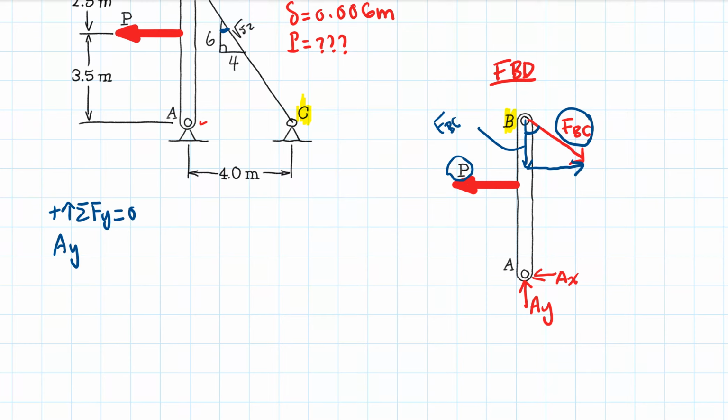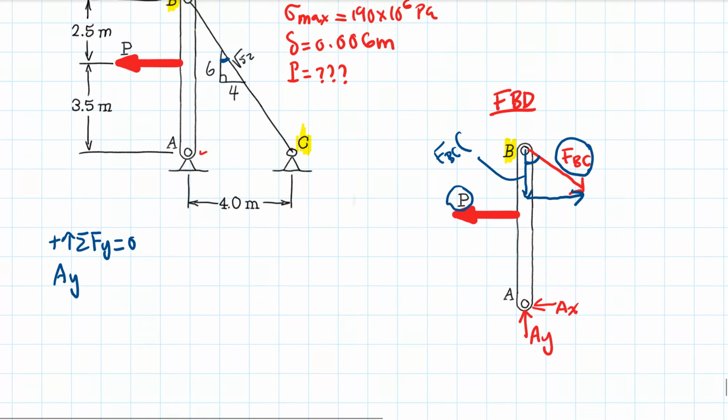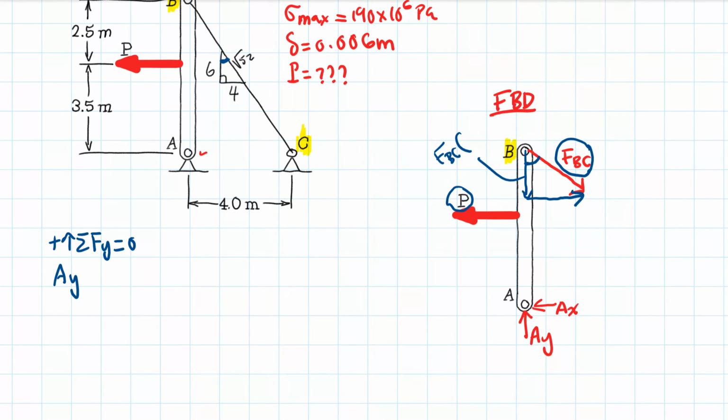FBC times, so this is adjacent, so it will be 6 over square root 52. And it will be in the negative direction, so it will be force at BC times 6 over the square root 52 equal to 0.